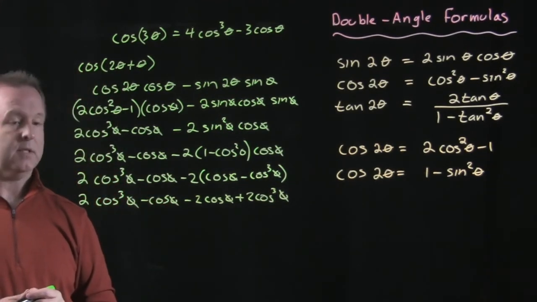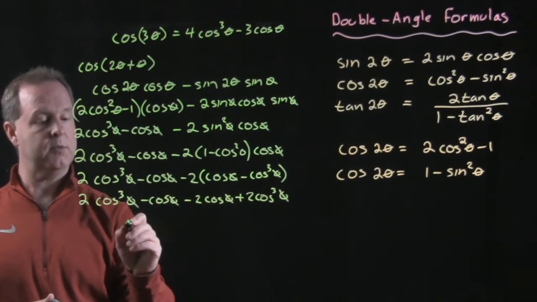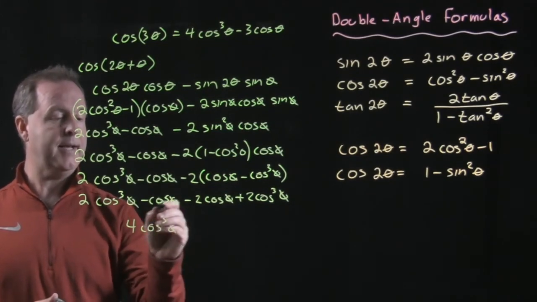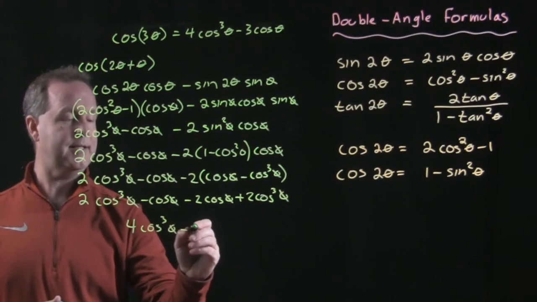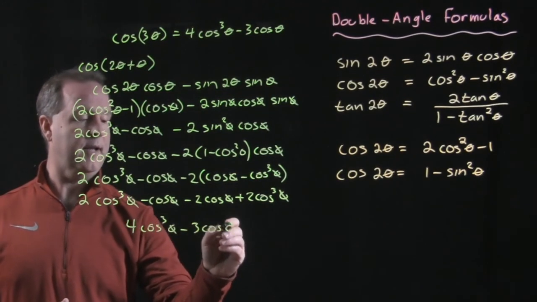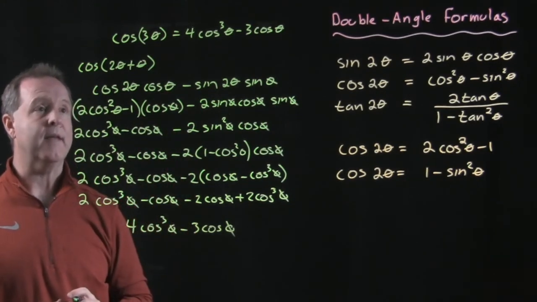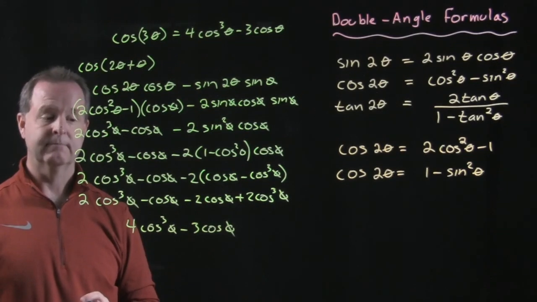Collect some like terms. It looks like I can collect my cubes. So I have 2 cosine cubes plus 2 cosine cubes, which produces 4 cosine cubes, minus 1 cosine theta minus 2 cosine thetas is minus 3 cosine thetas. And that's what my right side says at the beginning of the identity. So we can say identity verified.